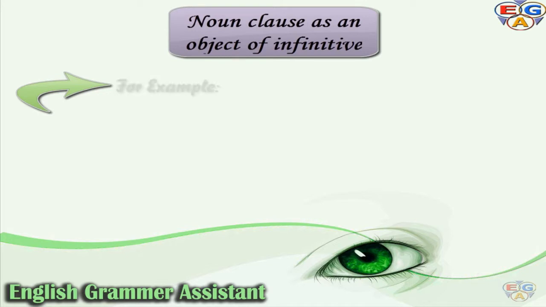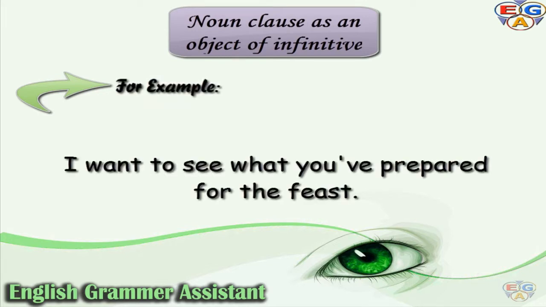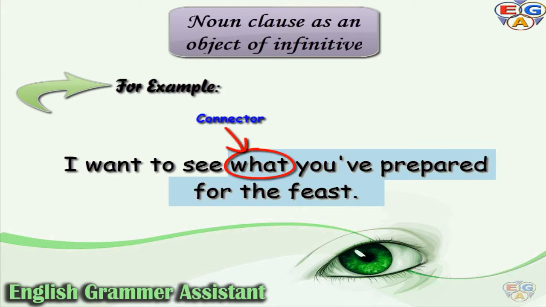The noun clause as an object of infinitive. For example, I want to see what you've prepared for the feast. What you've prepared for the feast is the noun clause. It acts here as an object of the infinitive, to see. The connector of this noun clause is what.